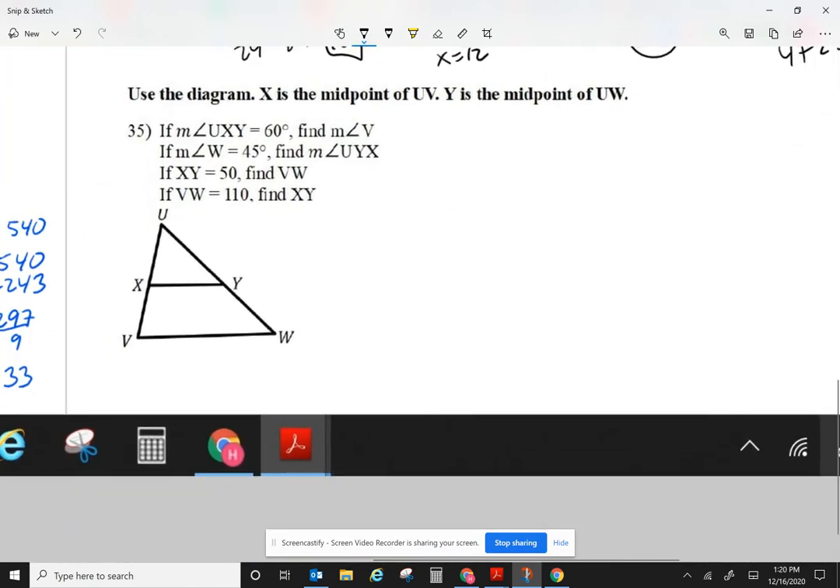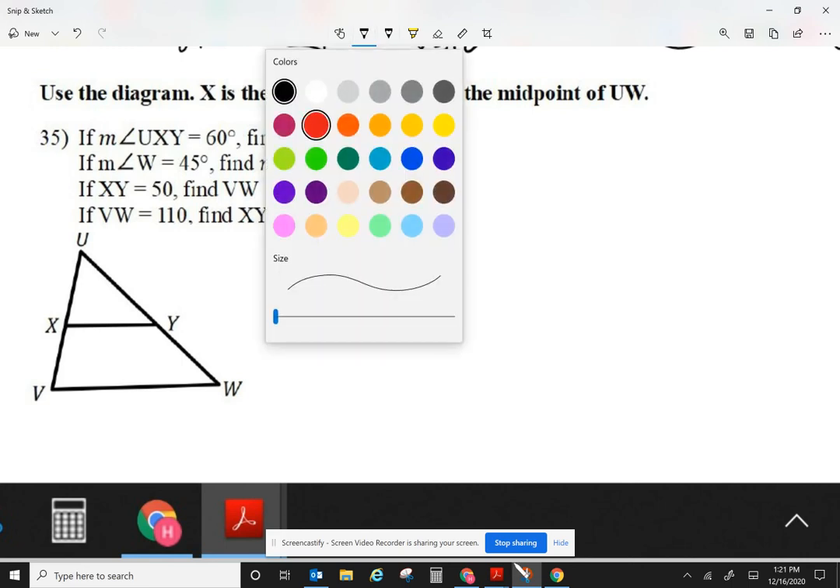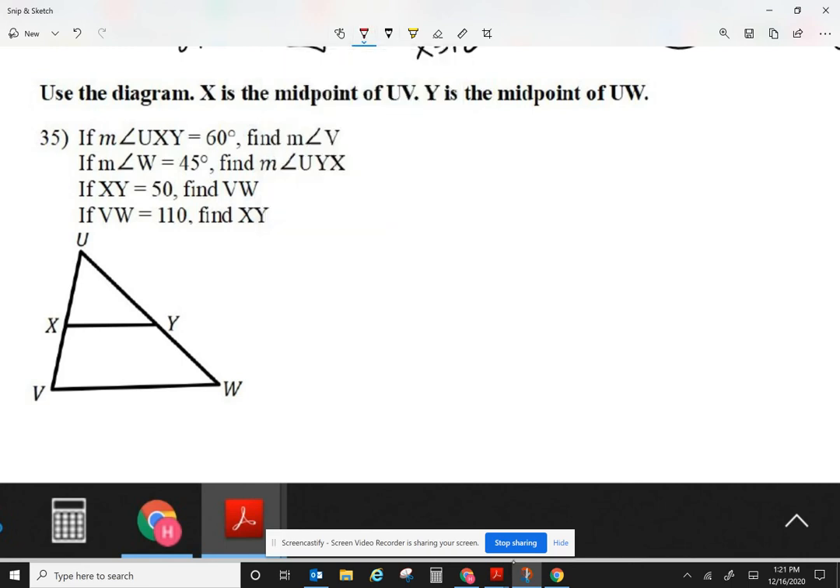Now, let's play a little with the mid-segment of a triangle. I'm going to have you ask here 4 questions. It says, if the measurement of the angle UXY equals 60, so find a corner UXY. This is 60. If the measurement of angle UXY equals 60, find the measurement of angle V. The cool thing is that those two angles are equal to each other. So if one of them is 60, I'm going to say that the other one is 60 as well.